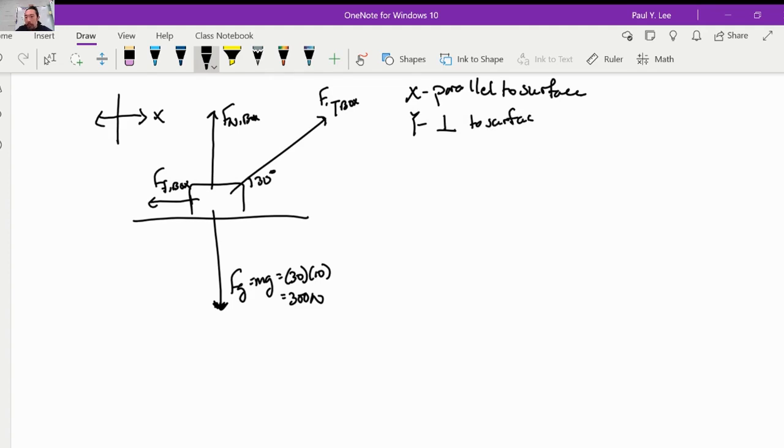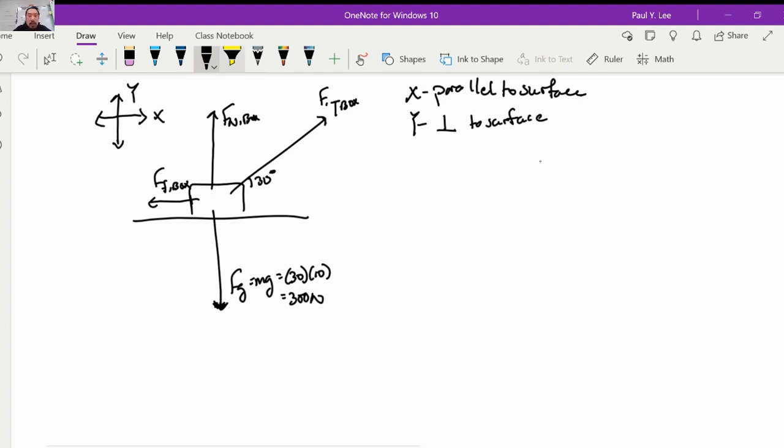I don't know about you, but if I were in a spelling bee and the word was perpendicular, I would surely be eliminated. So I'm going to use a symbol there. The y-axis is perpendicular to the surface. So this is my y-axis. Any force that is not along this y or this x-axis is an angled force. Another way of knowing that is, well, the angled forces have angles attached to them.